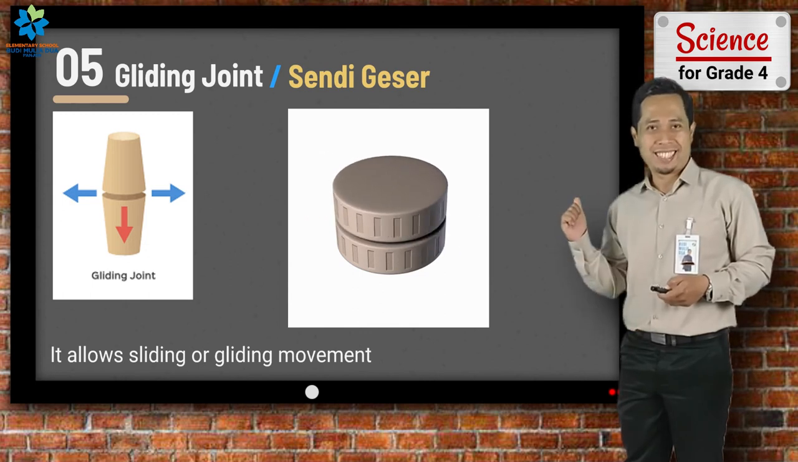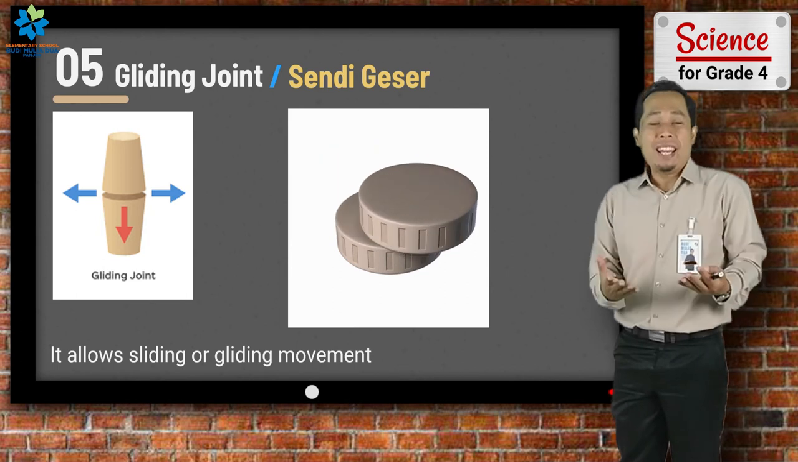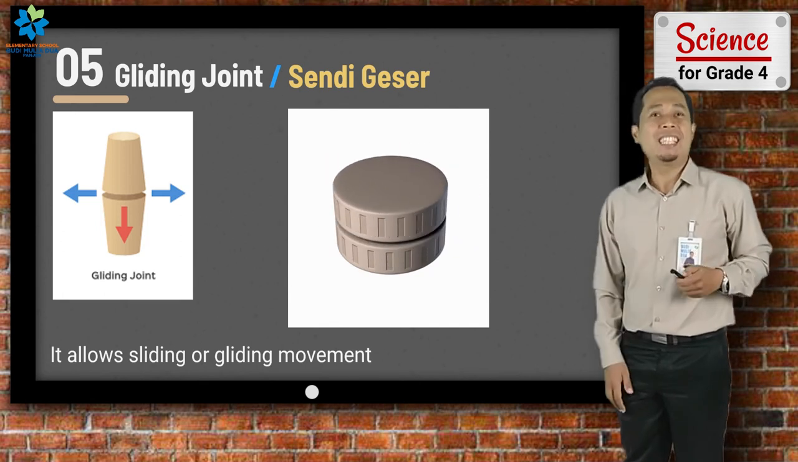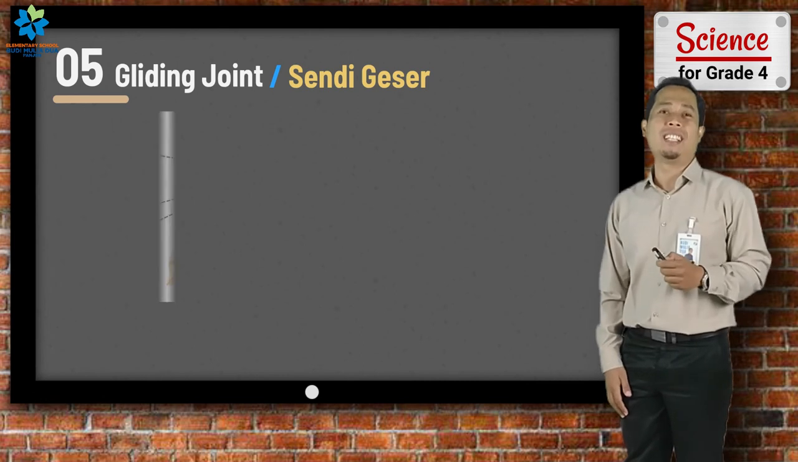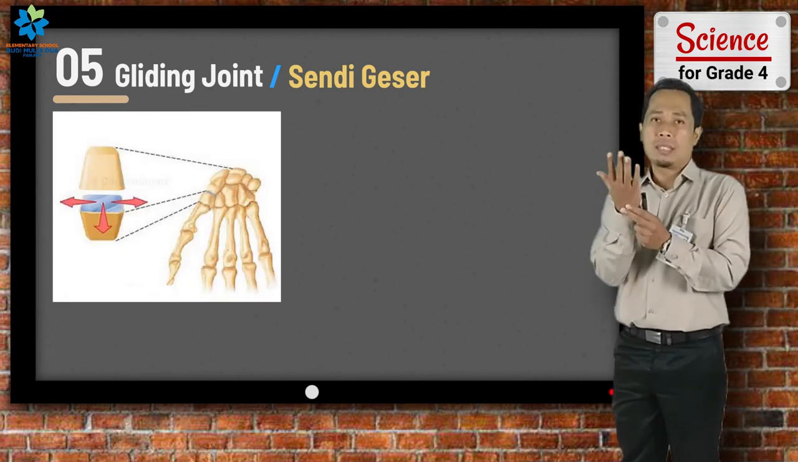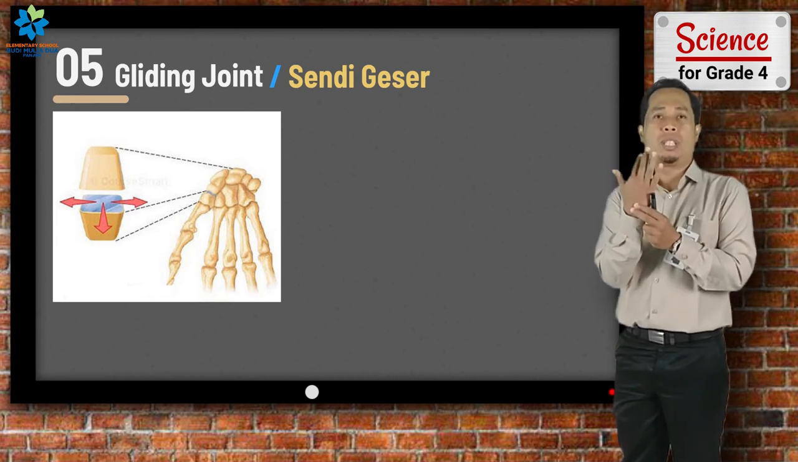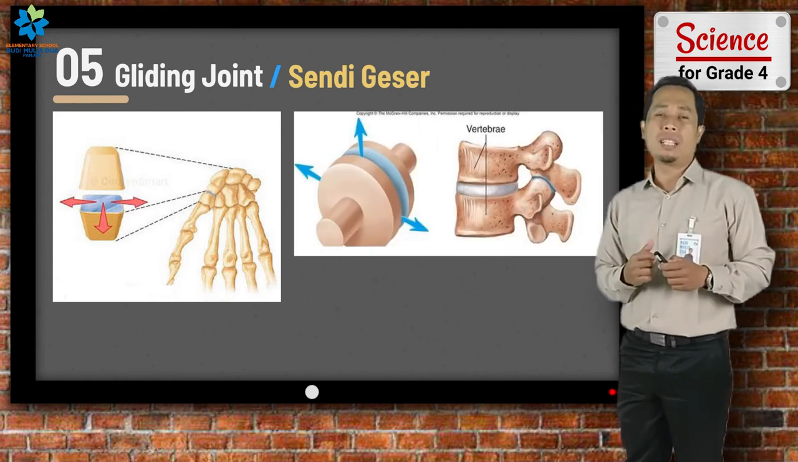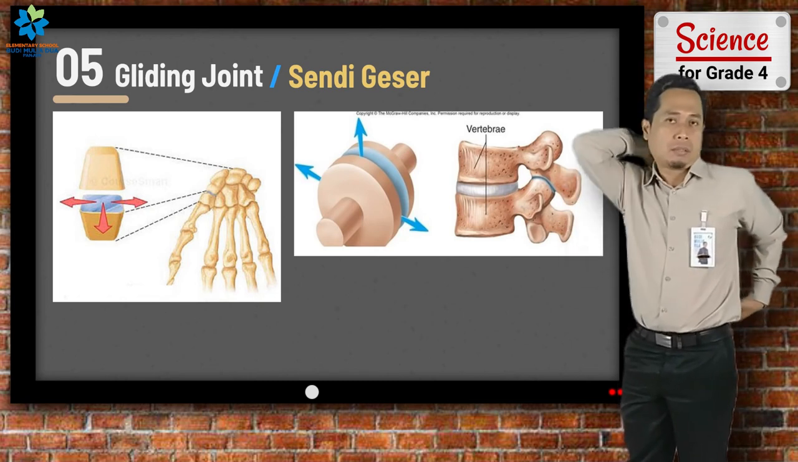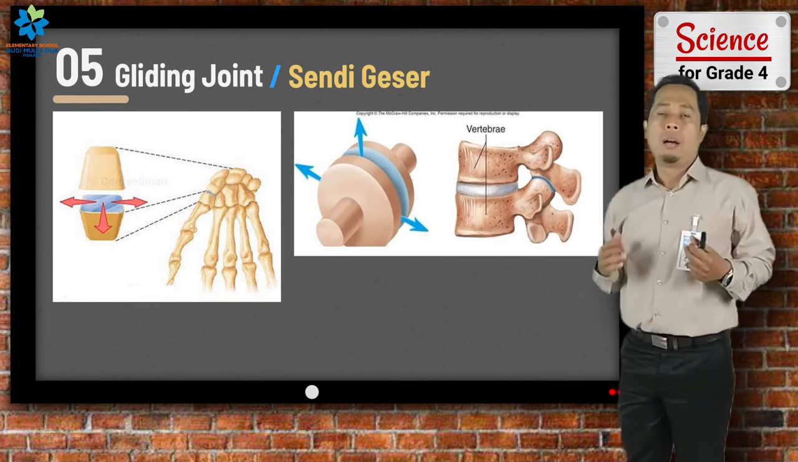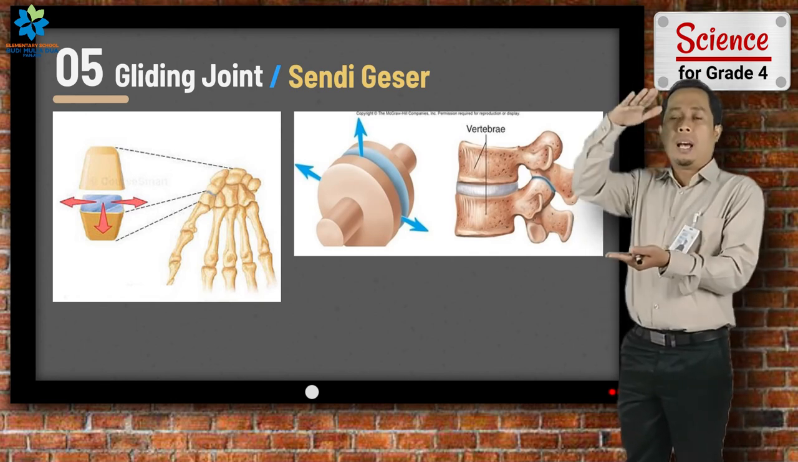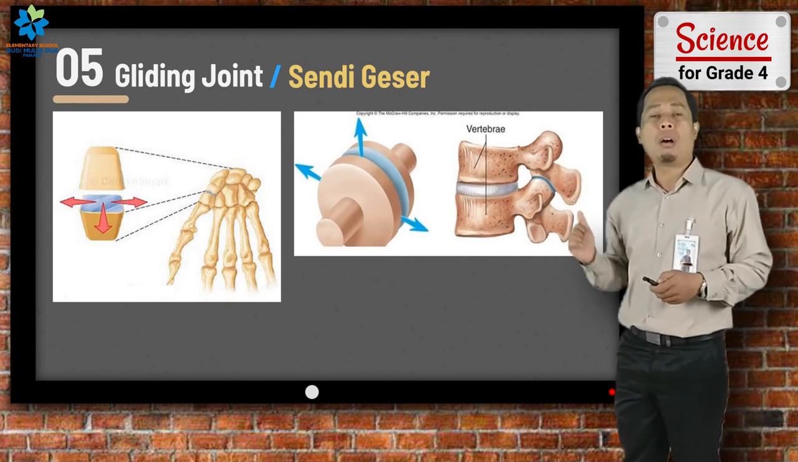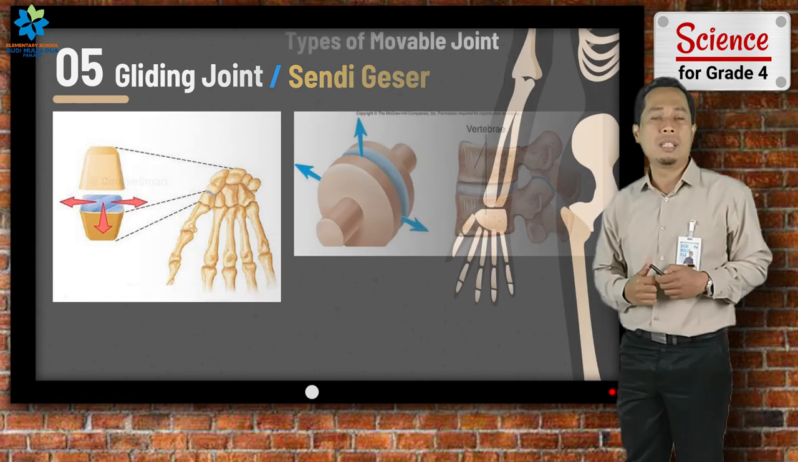Did you see it? Okay, now can you find a gliding joint or sendi geser in our body? The first example of a gliding joint in our body is in our wrist, here. So we can do movement like this. The other example is in our vertebrae, so we can bend our body like this. There are a lot of vertebrae and they can move sliding and gliding. These are the examples of the gliding joint or sendi geser in our body.